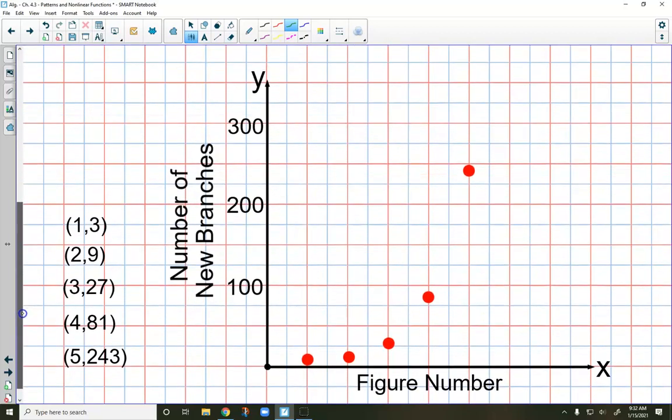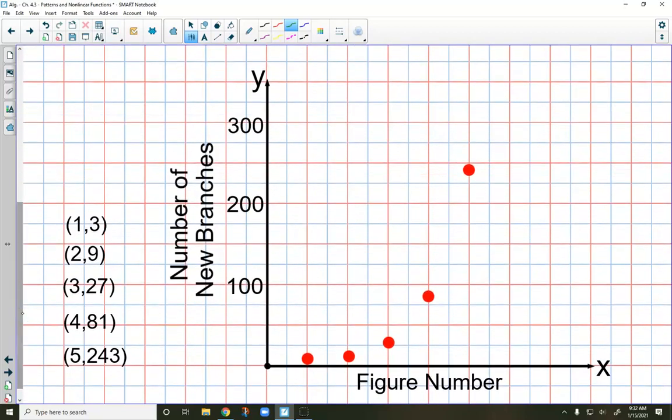Okay? We end up with these coordinate points: 1, 3; 2, 9; 3, 27; 4, 81; 5, 243. All right, and we can start to see the connection between those numbers. All right? We take 3 and raise it to an unknown power. We can get to these ordered pairs. If I raise 3 to the first power, I end up with 3. If I raise 3 to the second power, I end up with 9. If I raise 3 to the third power, 27. 3 to the fourth power, 81. 3 to the fifth power, 243.